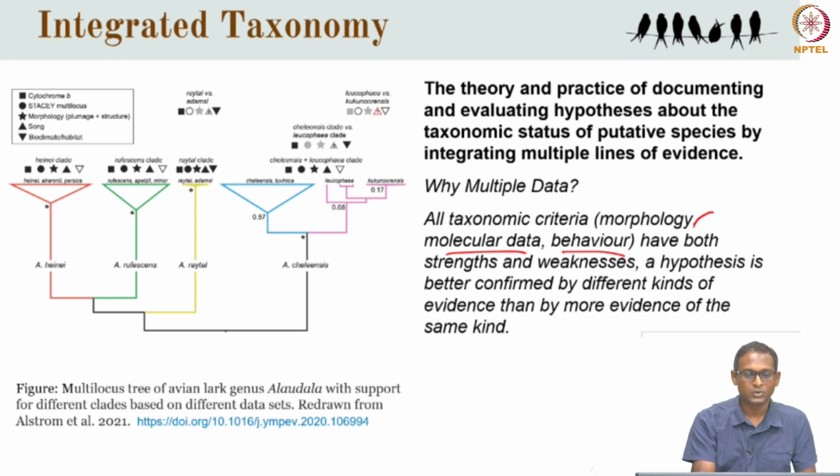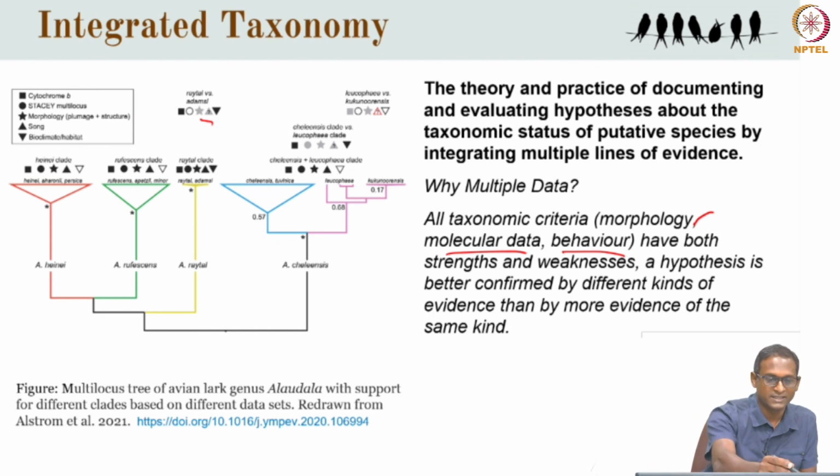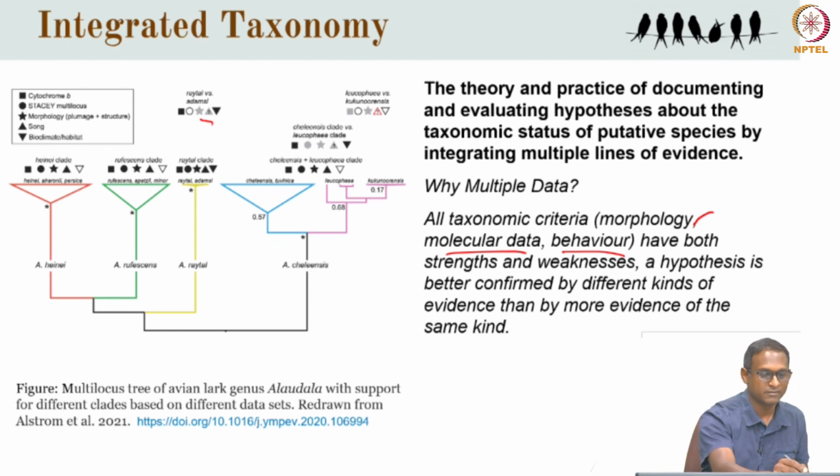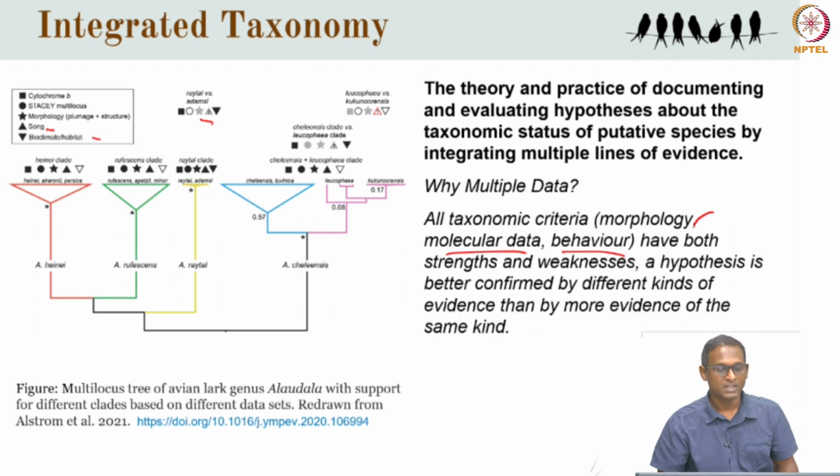Here what they show is that the gray shades are the ones which don't have support. The filled dark shades are the ones that have support. And cytochrome B is genetic data. There's morphology data, which is plumage and structure. There is song data, which is the triangle, and there is bioclimate or habitat data.